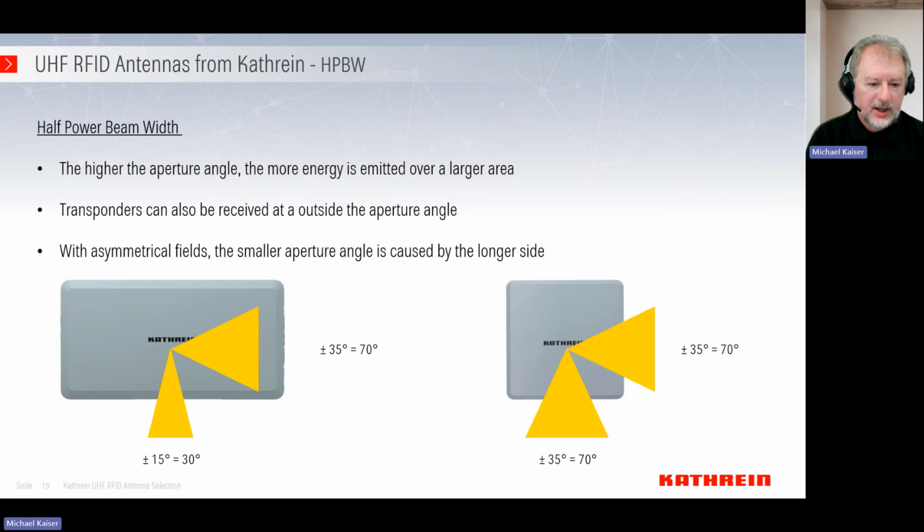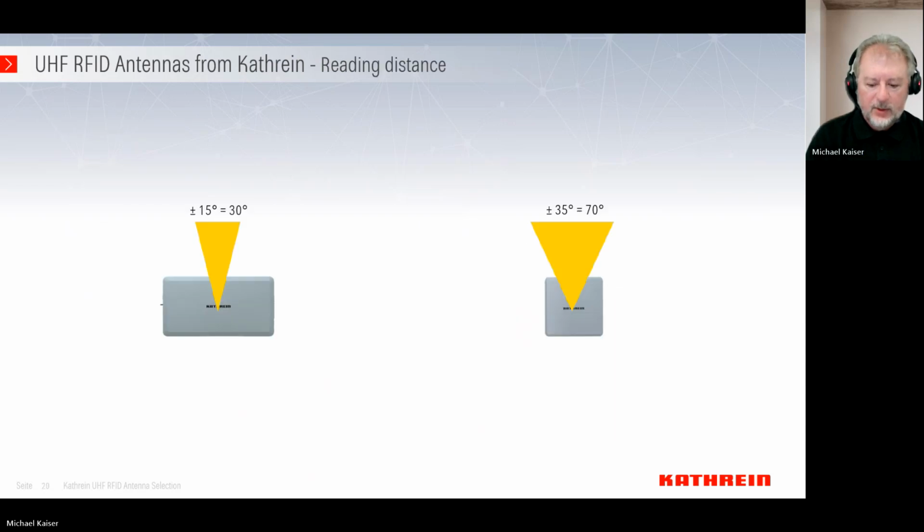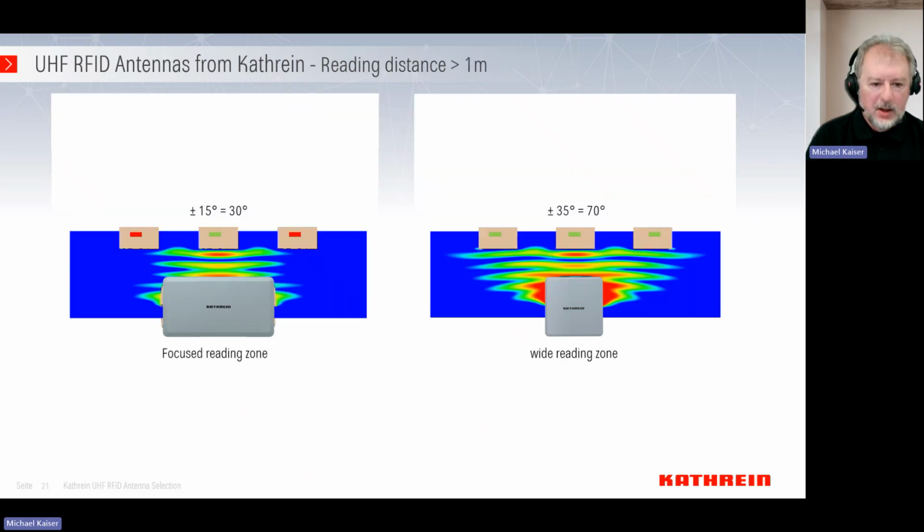And when you have such an asymmetrical field, which we have with a 30 by 70 degree antenna, then the smaller angle is with the longer side of the antenna. Here we are focusing, and here we have this smaller 30 degree antenna. You can also compare here, plus minus 15 degrees gives you 30 degree, and on the right side, we have plus minus 35 degrees.